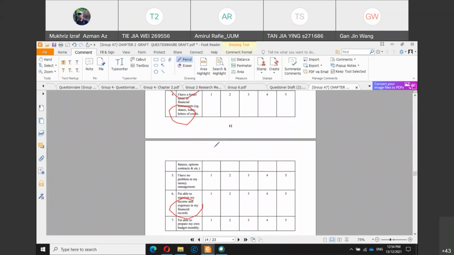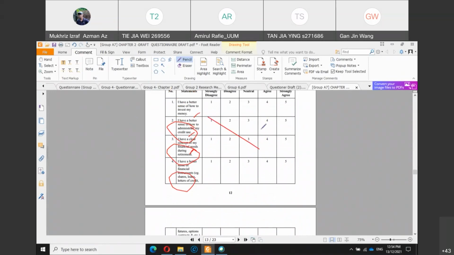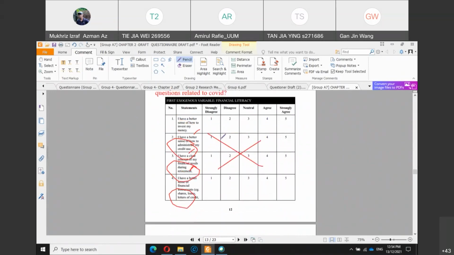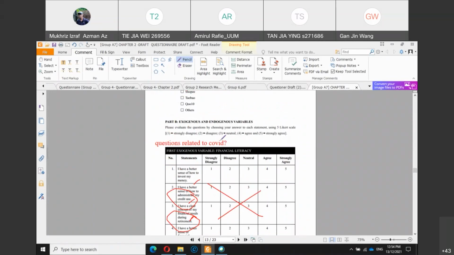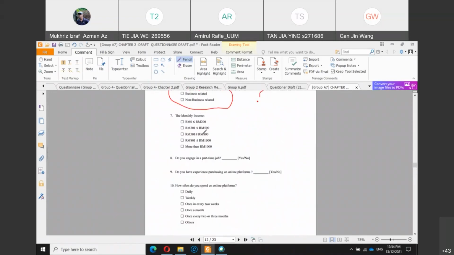So these questions are almost not relevant to the scope of your population. You are focusing on UM students. Again, you don't ask questions about income. Student mana ada income sampai monthly income 1,000 sebulan. You get for one semester only a few hundred ringgit. You can divide monthly, but that is not income.